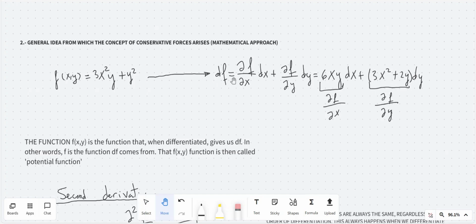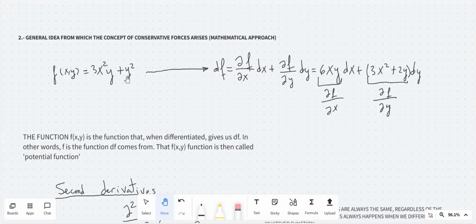Okay? So that term here is the partial of f with respect to x, and that's the partial of f with respect to y. This function is the potential function of that differential expression. Why? Because when we talk about differential expressions, what we basically have is a function here times dx plus another function here times dy. In the case we are working in a 3D case, we will have here plus another function times dz.